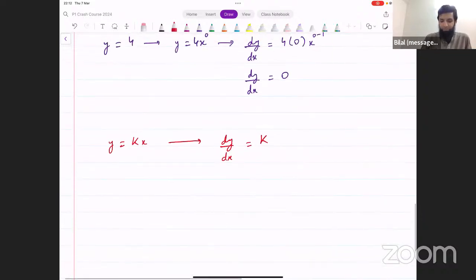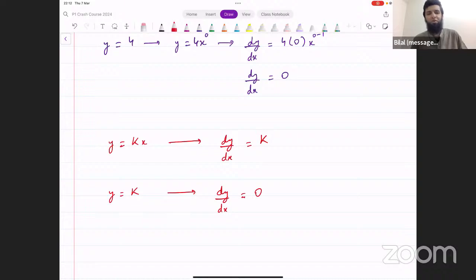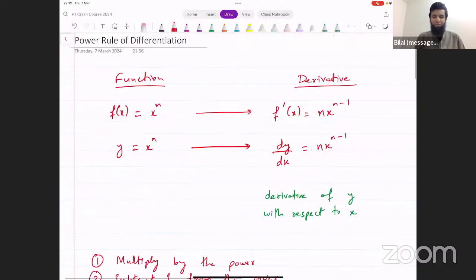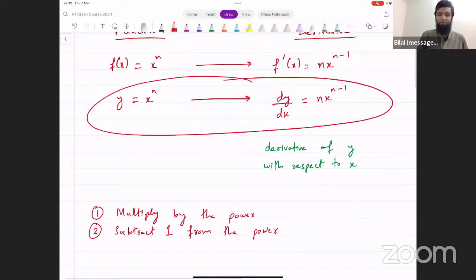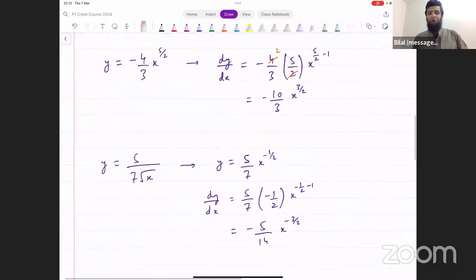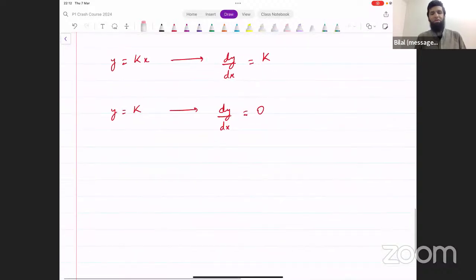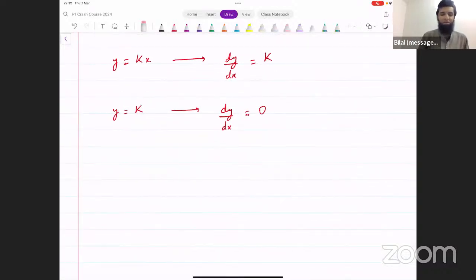Whenever you have y equals k, y equals some constant, the derivative of that is going to be equal to 0. Now, these are not separate rules as such. These are just special cases of this power rule itself, right? We're using the power rule there as well. However, when you have something like this, there's no need to apply that rule explicitly. You can just write down the derivatives directly. That's why I'm writing them separately. So you can remember this. Whenever you have something into x, the derivative is just going to be the constant with that x. And when you have just a constant, the derivative is going to be 0.